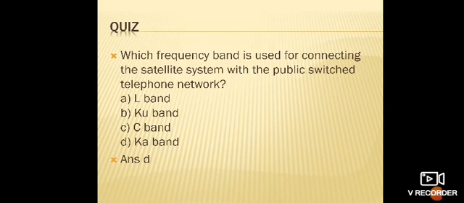Okay, so in the previous sessions I have said that whenever we are using satellite communications or satellite systems, most probably we are going to be using C, Ku and Ka band. So that is the reason you can guess this answer. Why? Because L is not going to be used, Ku can have some probability, and C also has some probability, and Ka band is the correct answer. So Ka band is the frequency band which is used for connecting the satellite systems with the public switched telephone networks. Okay, this is the answer.